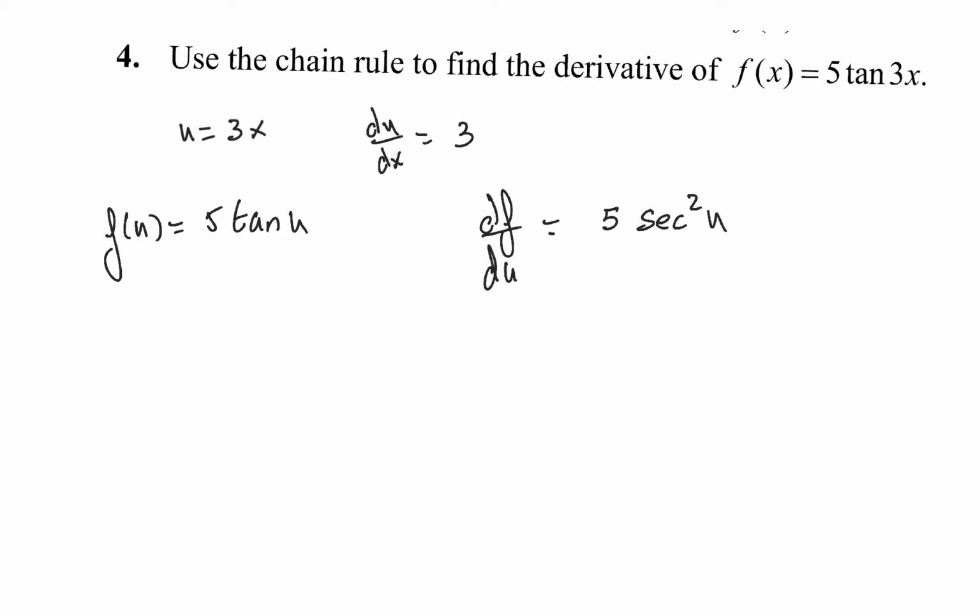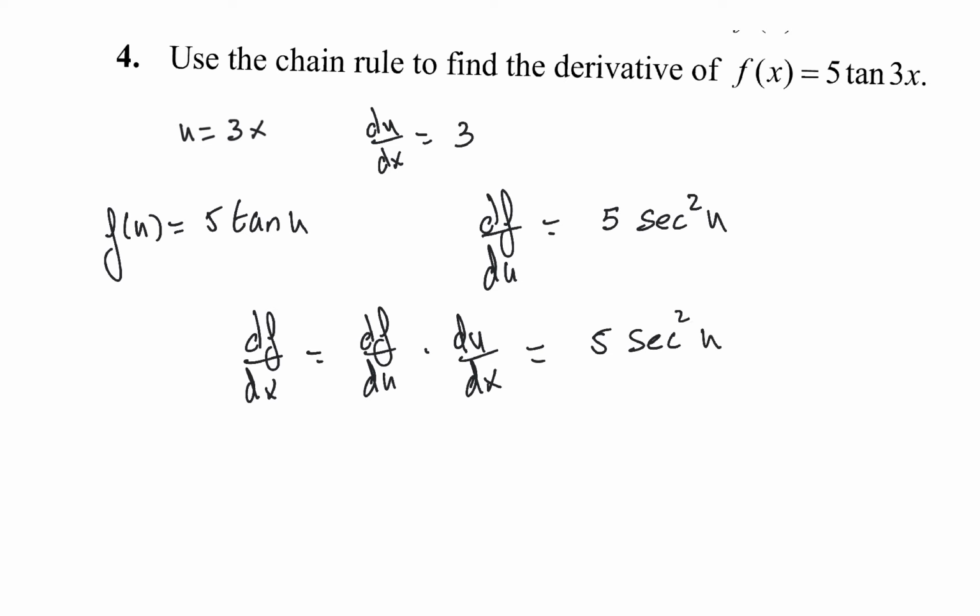So now we write our equation that says that the derivative of f with respect to x equals the derivative of f with respect to u multiplied by the derivative of u with respect to x. What is the derivative of f with respect to u? It is 5 times secant squared of u multiplied by the derivative of u with respect to x. The derivative of u with respect to x is 3. So it will be 15 times secant squared of u.